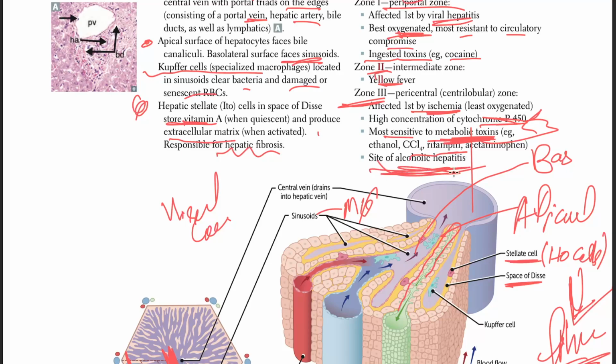It is the site of alcoholic hepatitis. Again, same thing: alcoholic hepatitis, zone 3, while viral hepatitis, zone 1. So alcohol ingestion and all that, it's a metabolic toxin. Okay.